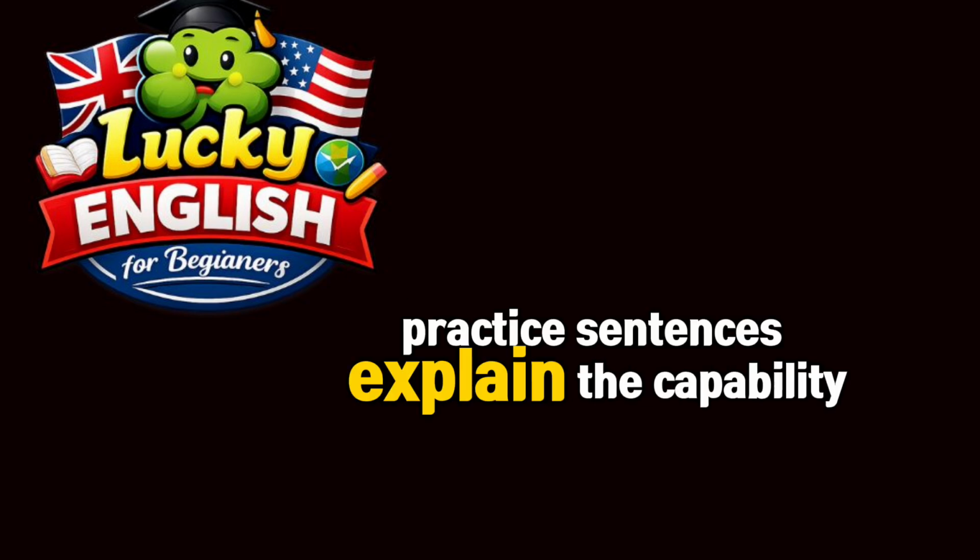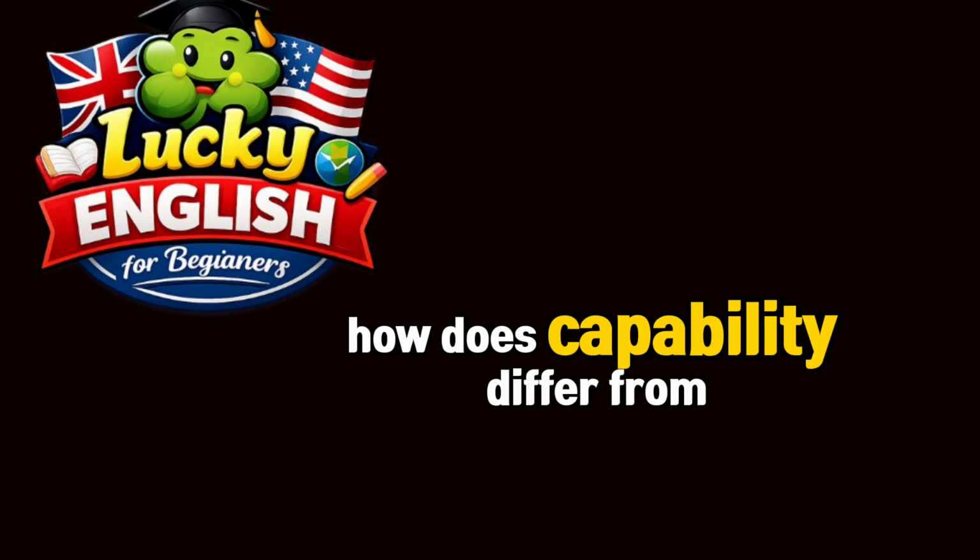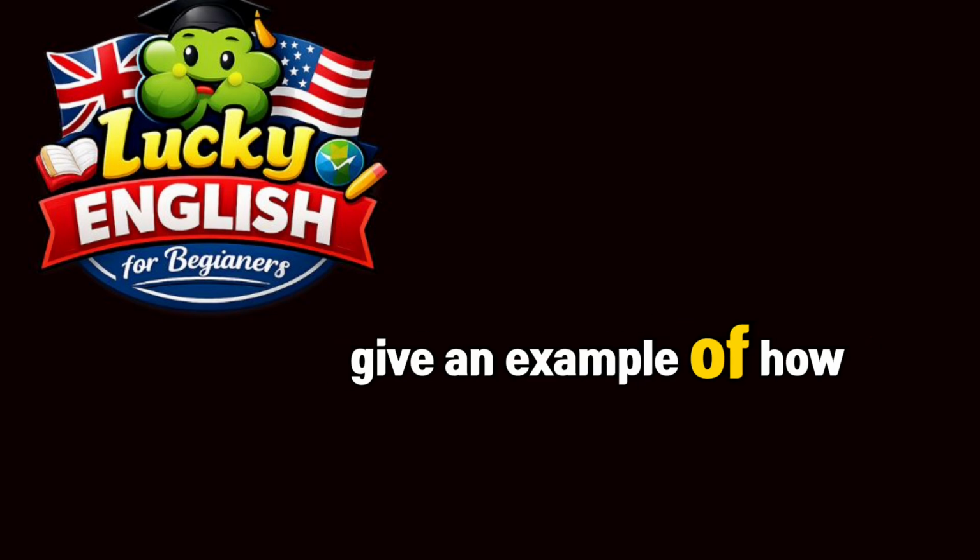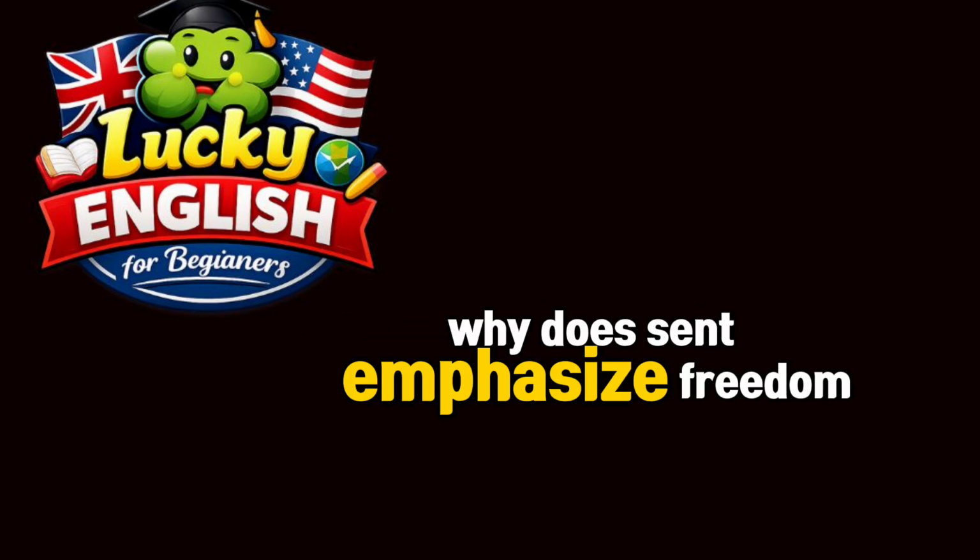Practice sentences. Explain the capability approach in your own words. How does capability differ from income as a measure of well-being? Give an example of how social factors affect capabilities. Why does Sen emphasize freedom over resources?